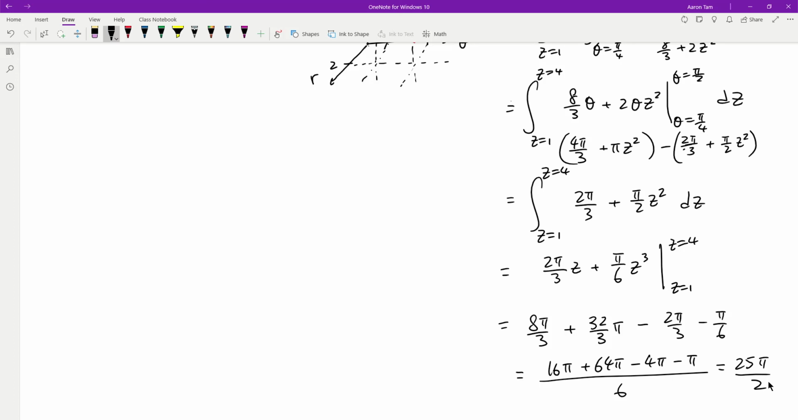So hopefully I did my math correctly. Let me just quickly take a look. Yes, 76 minus 1 is 75 over 6. So that seems okay. Alright, so that's my answer.